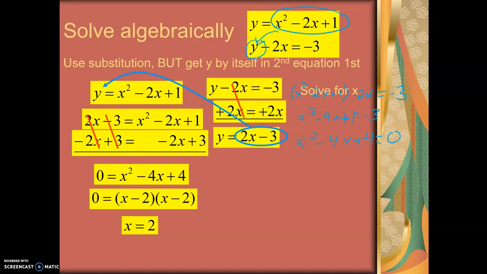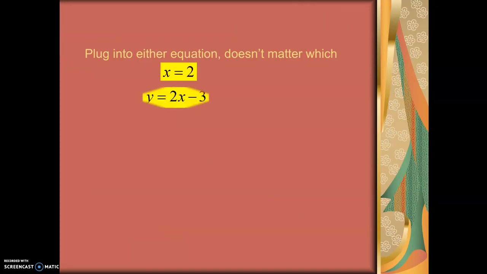But remember, you're not done because you have to find the y coordinate, because when they're asking for you to solve the system, they're asking for the intersection point, and a point has an x and a y coordinate. So again, you have the power of choice. You could choose to plug it into the first equation or the second equation. Doesn't really matter. Okay, so I chose the second equation.